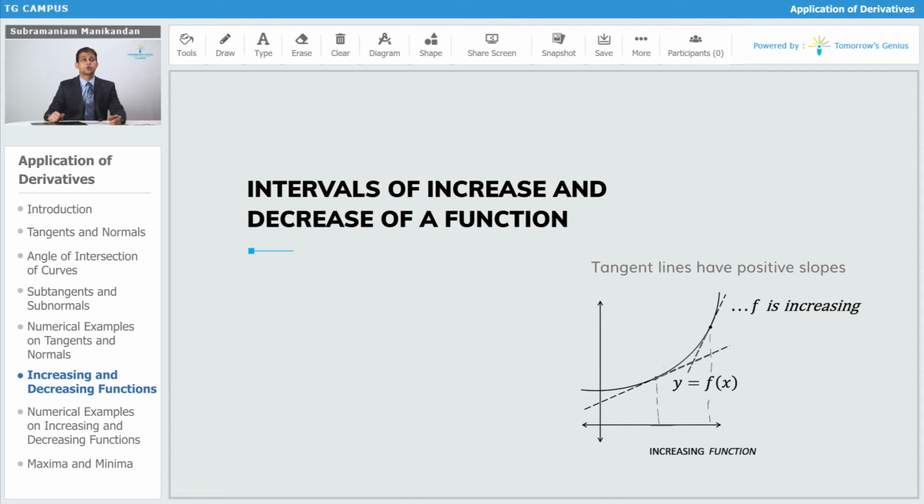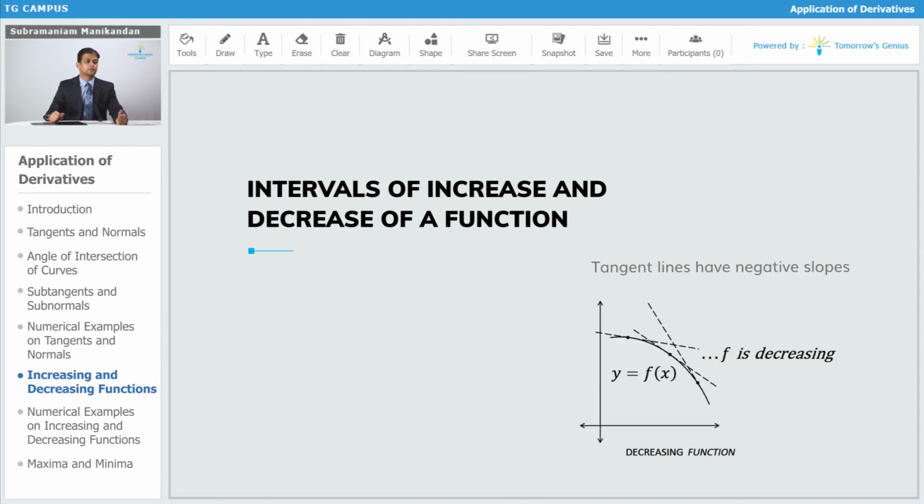And moreover, we also observe that the tangents have positive slopes, right? Because the tangents are making an acute angle with the positive direction of x-axis. Remember, the inclination of the tangent and therefore the slope of the tangent depends upon the angle that the tangent makes with the positive direction of x-axis. And we observe that both these tangents or any possible tangent that you can draw to this function will make an acute angle with the positive direction of x-axis. And therefore f is increasing in this interval.